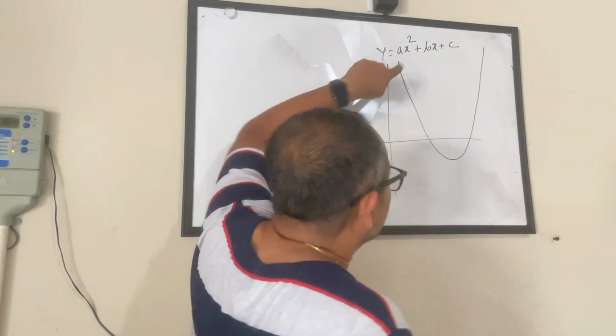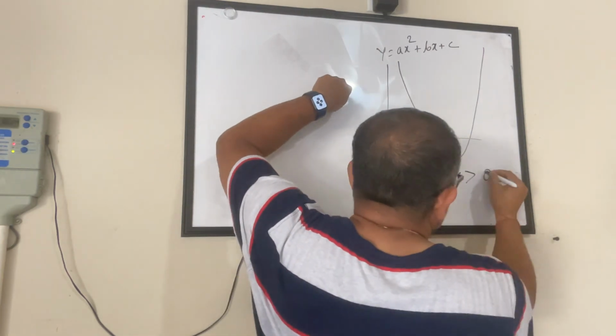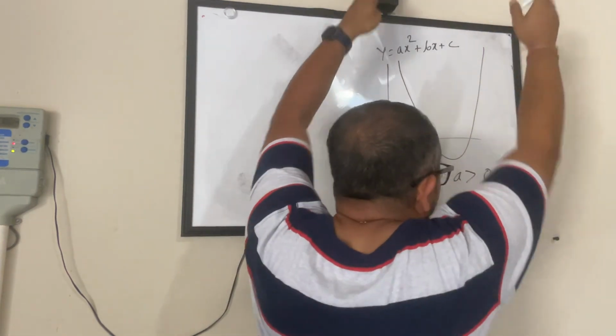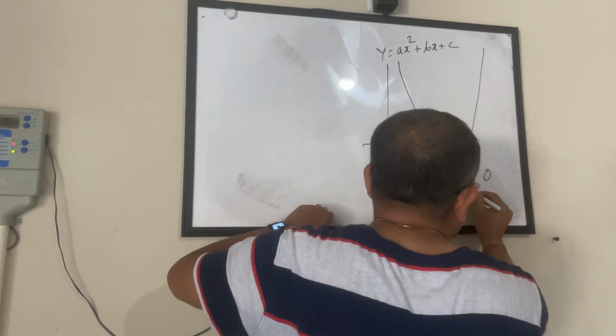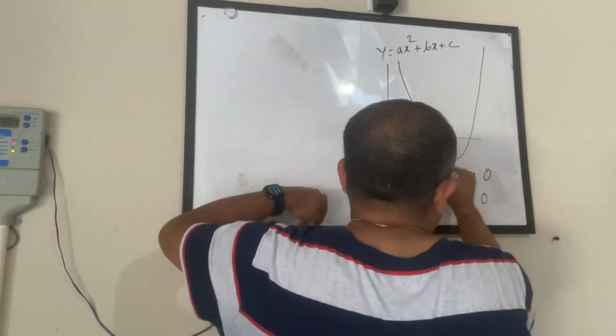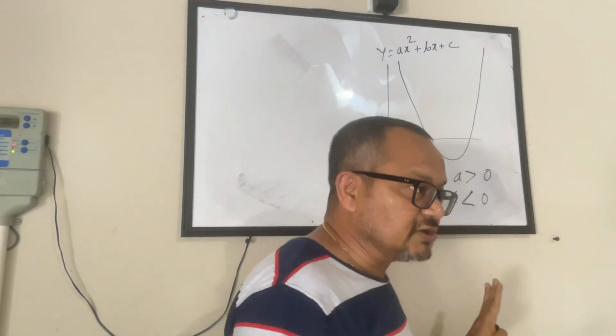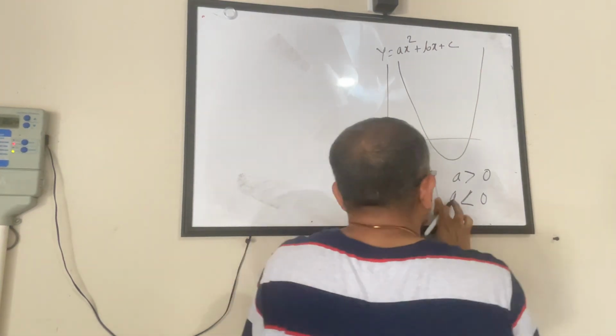Here if a is positive, a is greater than 0, my parabola will be facing up. If a is less than 0, it will be facing down. This much is okay.